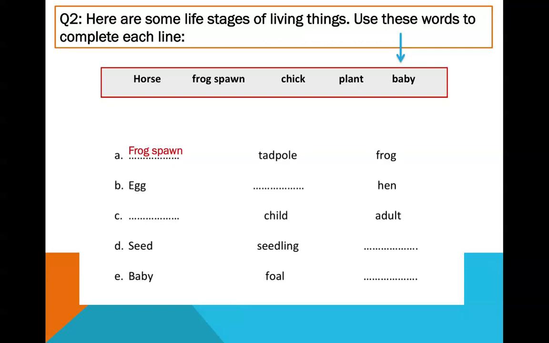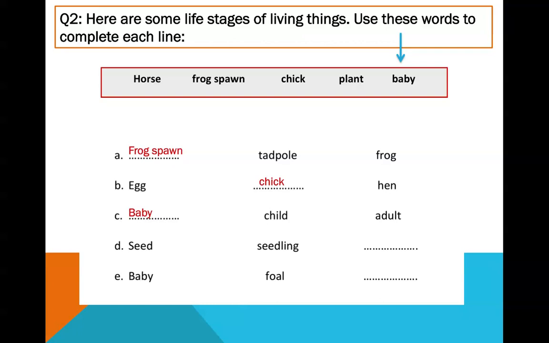Letter B shows the life cycle of a bird. The young of a bird is called hen. Can you guess this stage of the hen life cycle? Correct, it's a chick. Letter C shows the stages in the life cycle of a human. Do you remember the first stage in the human life cycle? Yes, it's a baby.